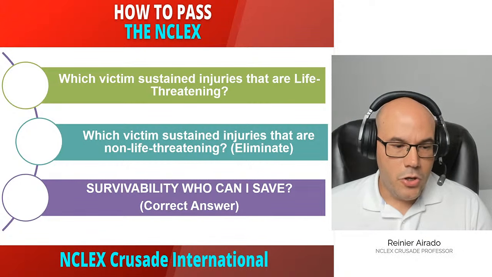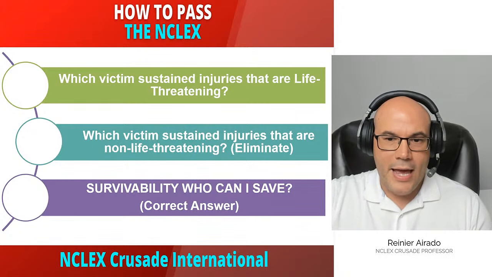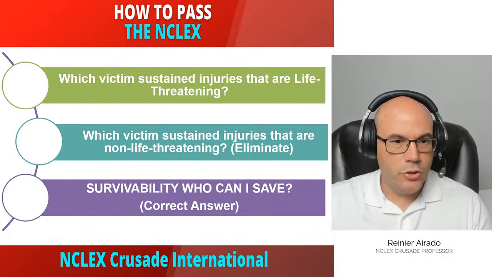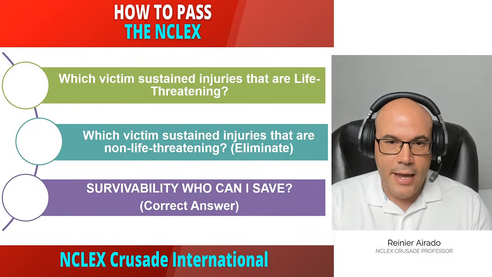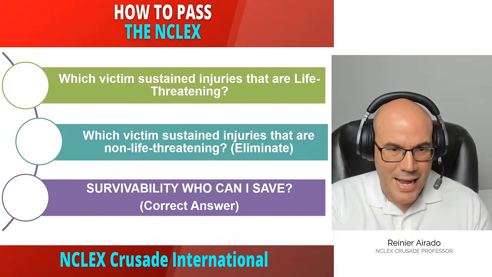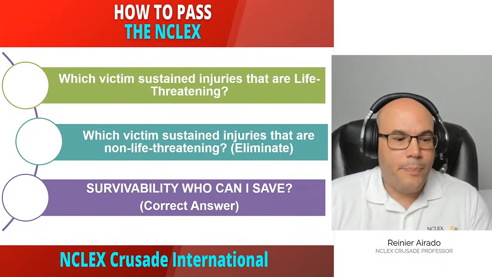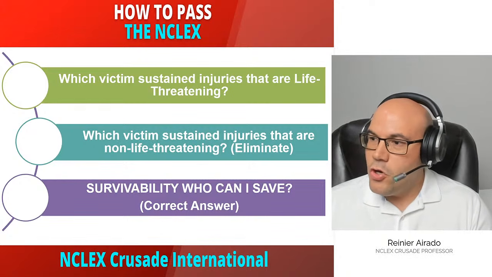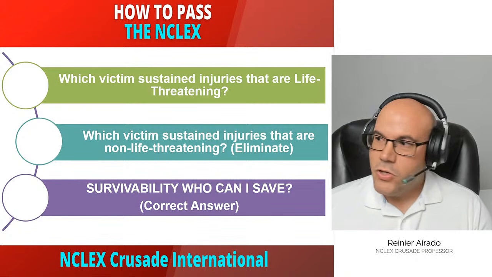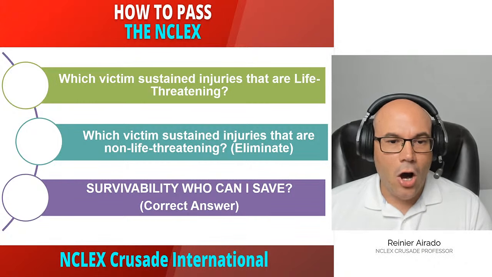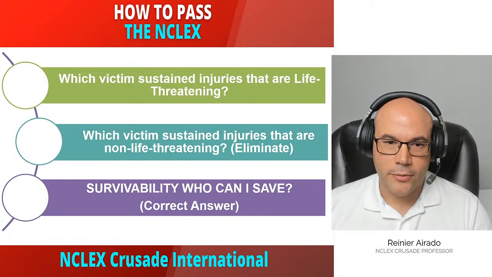Step number 1, you're going to review the NCLEX question. You're going to see that the question deals with a disaster or a mass casualty event. Once you have determined that you are indeed facing a mass casualty event, and the question deals with triage, what patient you will be seeing first, you have to ask these 3 questions. Number 1, which victim sustained injuries that are life-threatening? That is an important key factor.